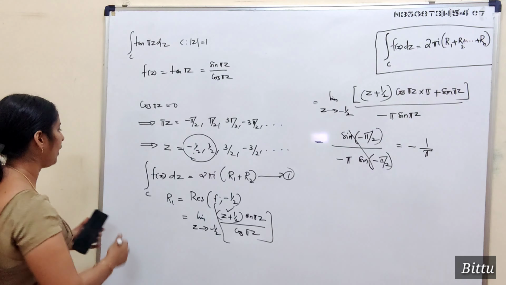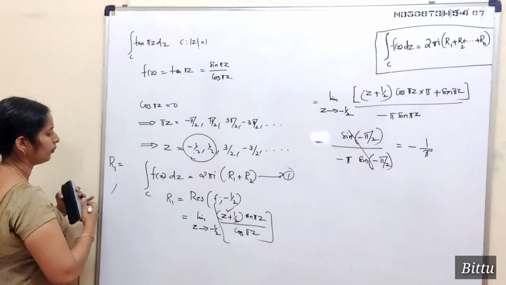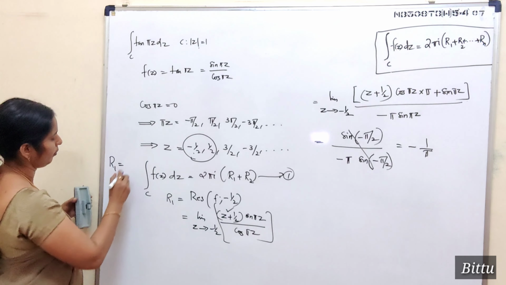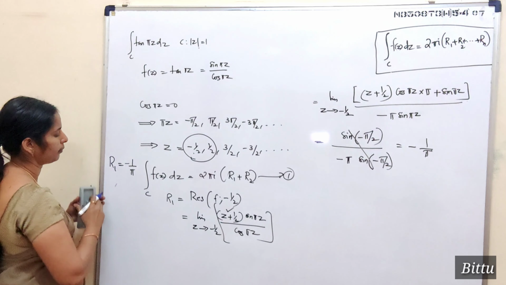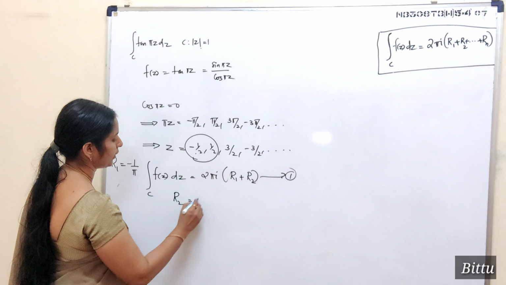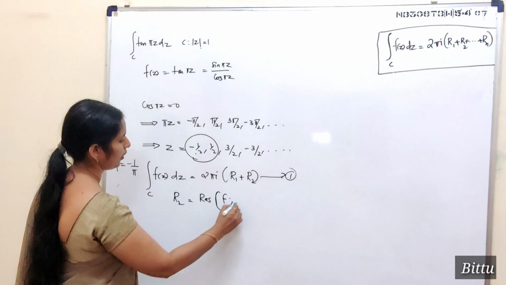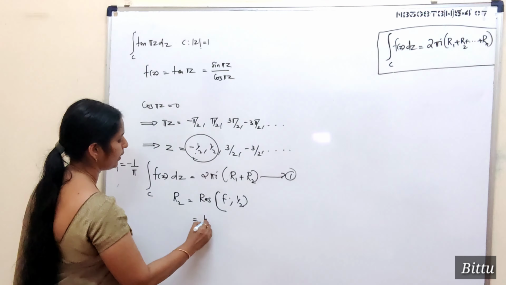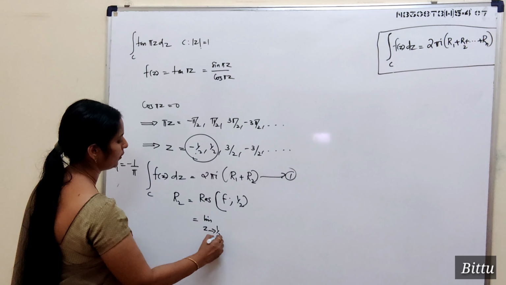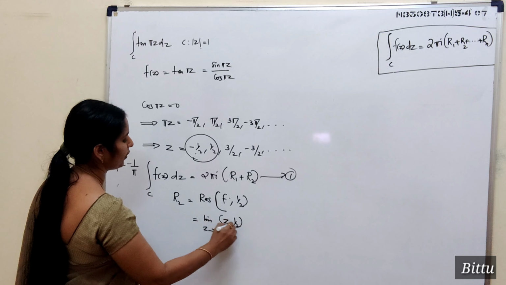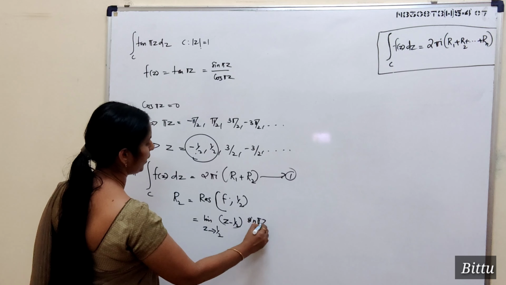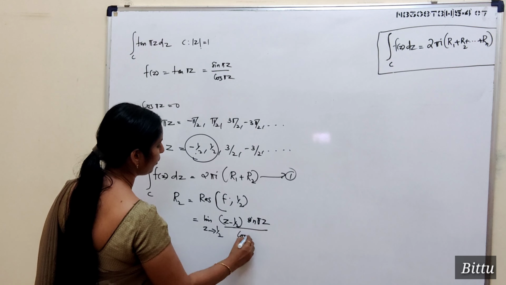So, we have R1 equal to minus 1 by pi. R2 is the residue of f at half. And this is limit z tends to half, z minus half into f z. It is sin pi z by cos pi z.